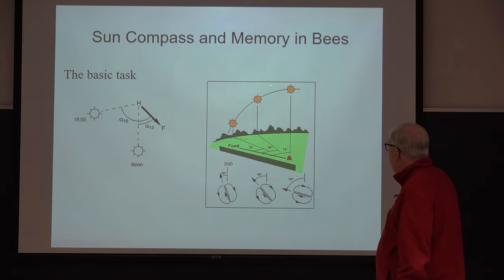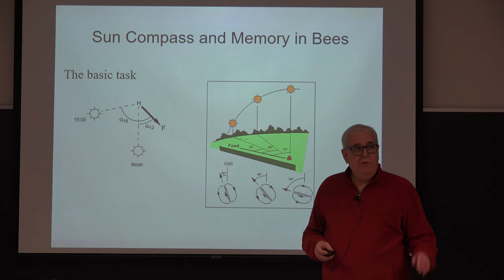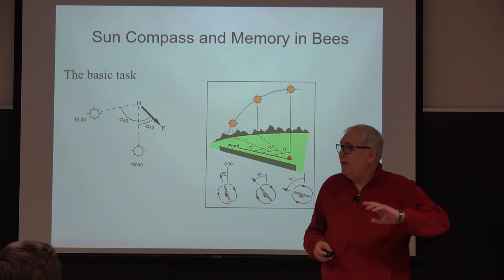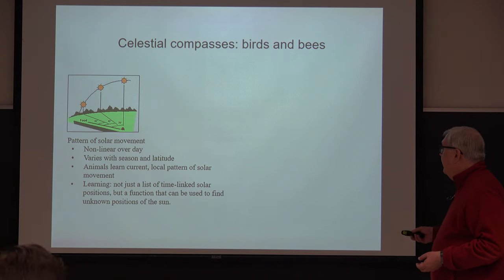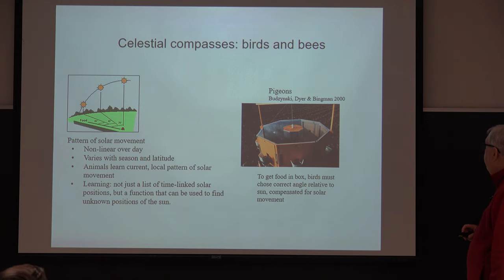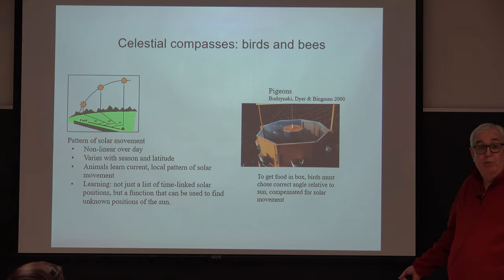Bees can use the sun as a compass. Now this is tricky because the sun is at different positions at different times of the day, and bees can apparently figure that out. There have been a number of experiments on this. They looked at the pattern of solar movement. It's nonlinear over the day. It varies with season and latitude. Animals learn the current local pattern of solar movement. And it's not just a list of time-linked solar positions, but a function that can be used to find unknown positions of the sun. Here's an example of how they study that with pigeons. To get food in the box, birds must choose the correct angle relative to the sun, compensated for solar movement. And pigeons are able to do that.